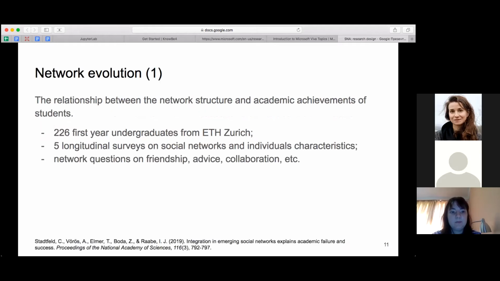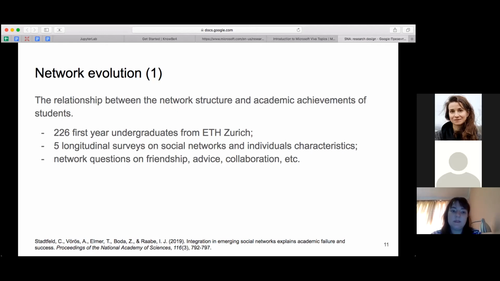Okay, let's move to the first case, the evolution of the network. All the papers that I'm discussing here, you can find the references at the bottom of the slide, and you can follow these references. Network evolution is one of the interesting topics, as I said before, and this research was very recently published in PNAS, a very good journal, by Christoph Stadtfeld and his colleagues.